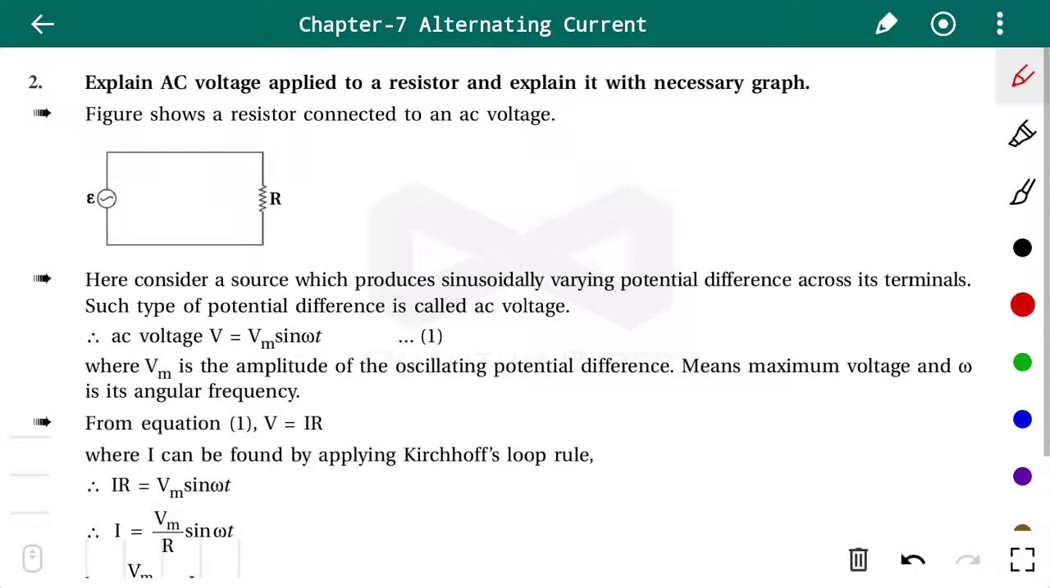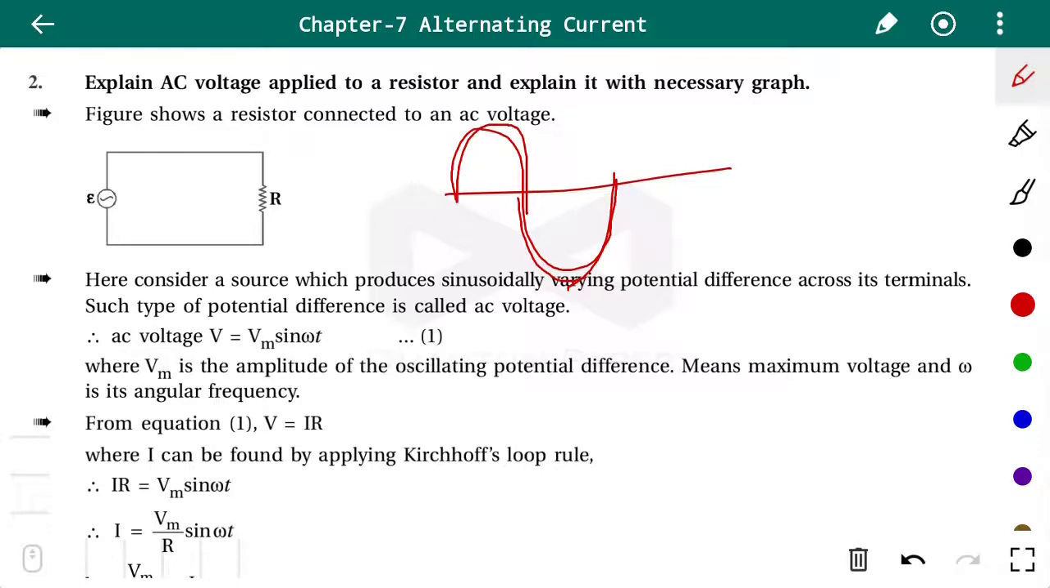Here we know that AC is nothing but alternating current, right? So here it is sinusoidal. That means its value changes with respect to time. It increases, attains the maximum value, decreases, becomes 0, and again increases in the negative direction, attains the maximum value, and then again decreases and becomes 0. So the supply is AC, that means its value changes with time.